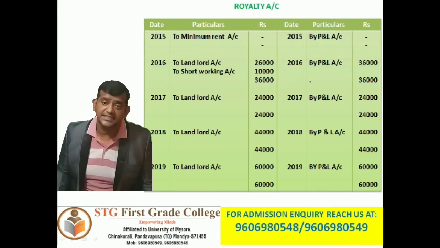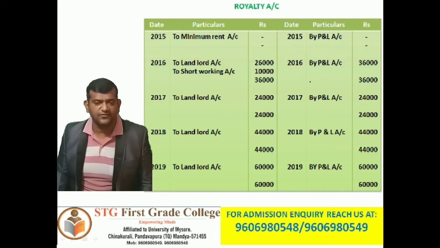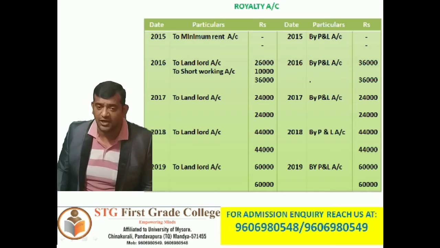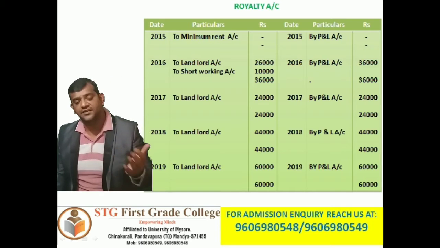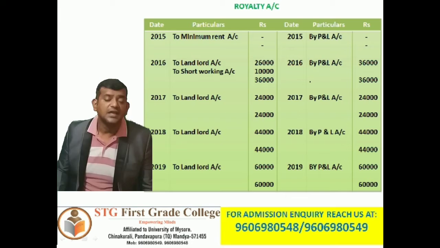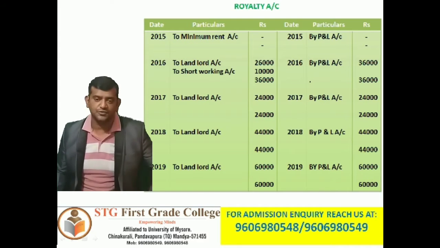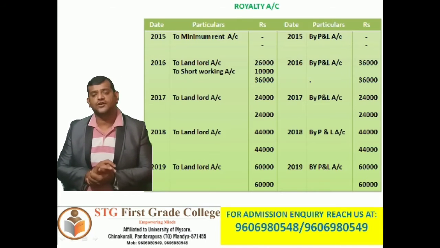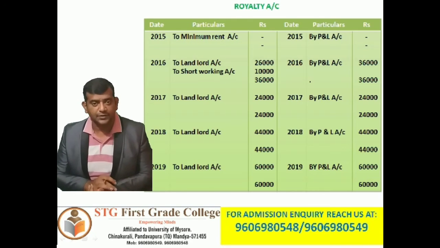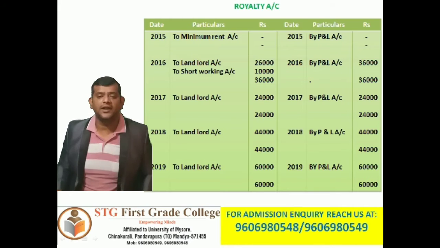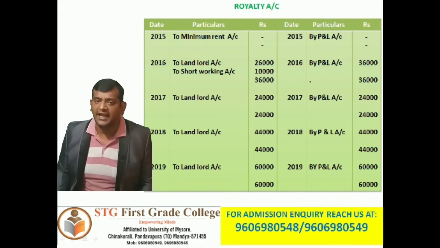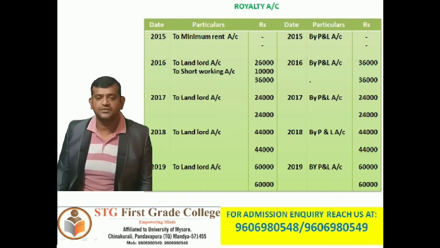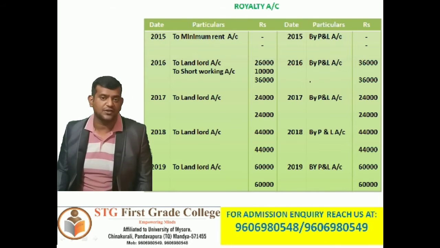In the year 2018 to landlord account 44,000, because there is no short working recovery. So directly whatever we have generated, that we are transferring as a royalty. So to landlord account 44,000, 2018 by P&L account 44,000, both the side total 44,000 and 44,000. In the year 2019 to landlord account 60,000, 2019 by P&L account 60,000, both the side total 60,000 and 60,000. So we are done with the royalty account.